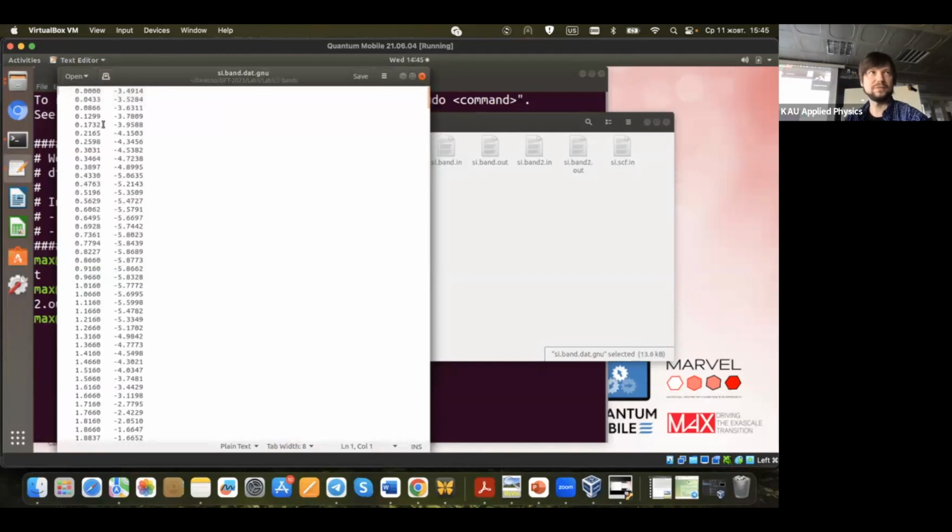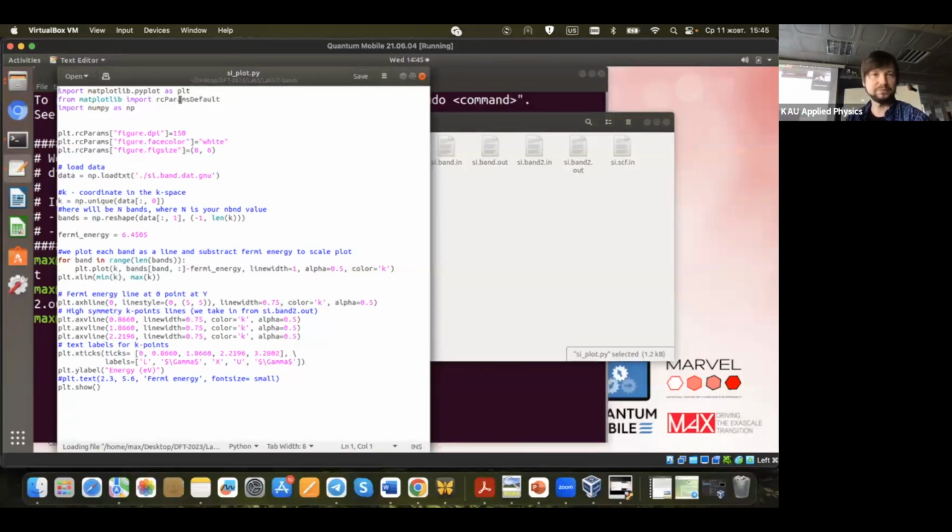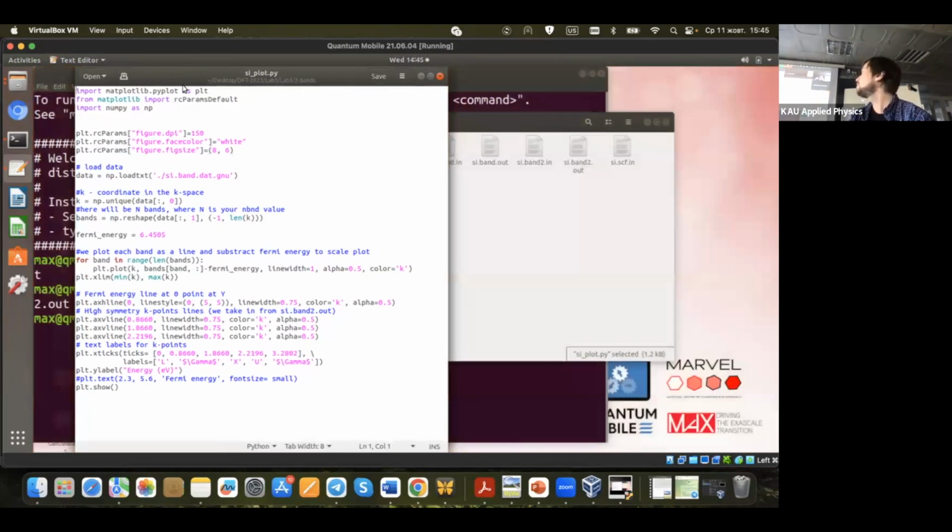You see, it's just two columns. It's just two columns of data, and we can easily plot it with this simple script. I will show you the script. I just took the script and slightly changed it from the Quantum Espresso Git directory. So here we import matplotlib to make these plots and import numpy, and that's all. So it's very simple. Here are some parameters of the picture, DPI, color, figure size. Then we load data. So this file C-band that GNU, this simple file, data.